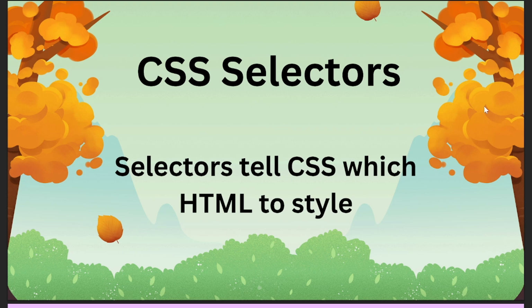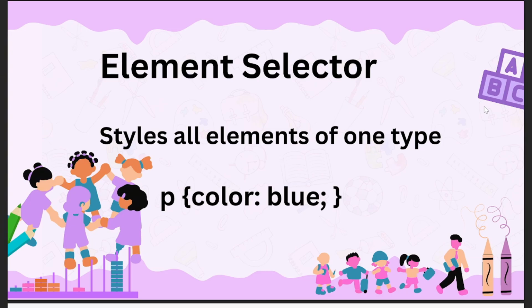Okay, CSS selectors help you tell CSS which HTML to style. Now you don't always have to be worried that if you select the p tag, it will take shape for every other p tag you have. Now you can always specifically say, okay, this is what I want.